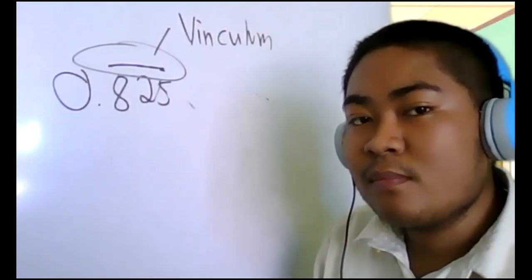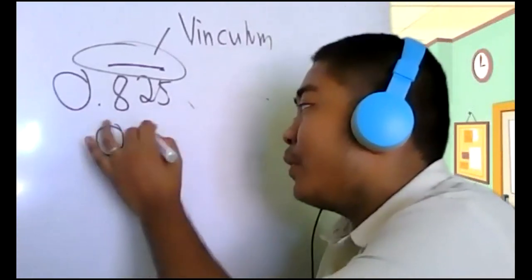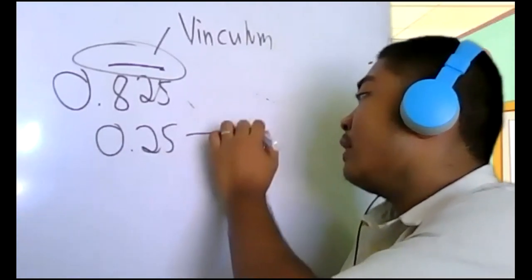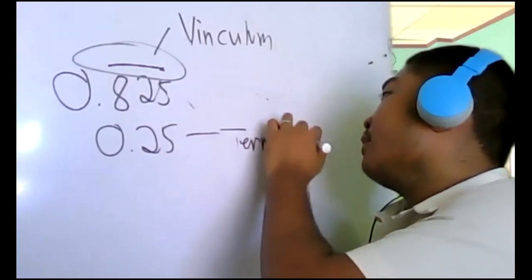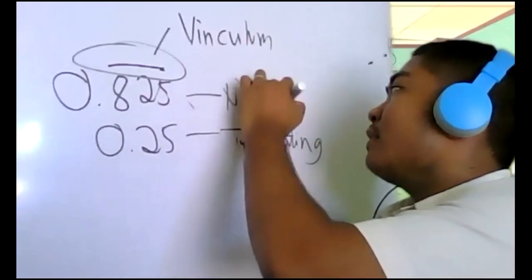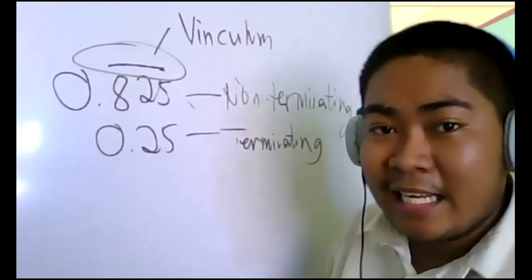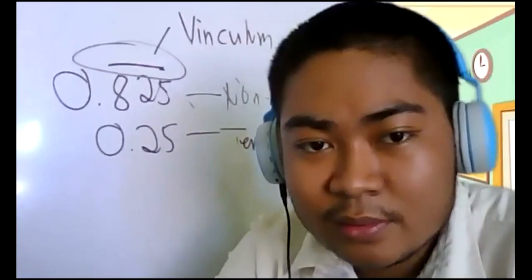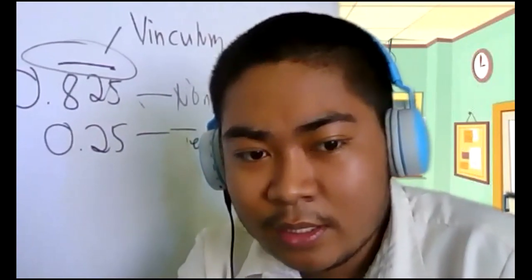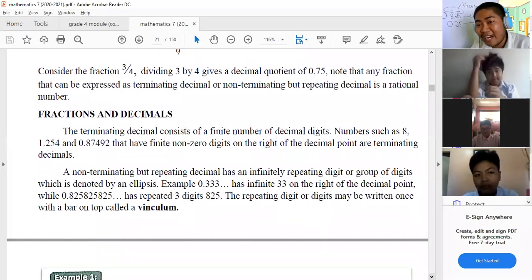Nakuha? Okay. So, we have the terminating. So, for example, 0.25. So, ganyan na yan. May dulo. This is a terminating. Pero yung isa naman is non-terminating. Okay? Kasi nga, walang hangganan. But repeating siya. Okay. So, that is vinculum. So, that is a fraction and decimal.